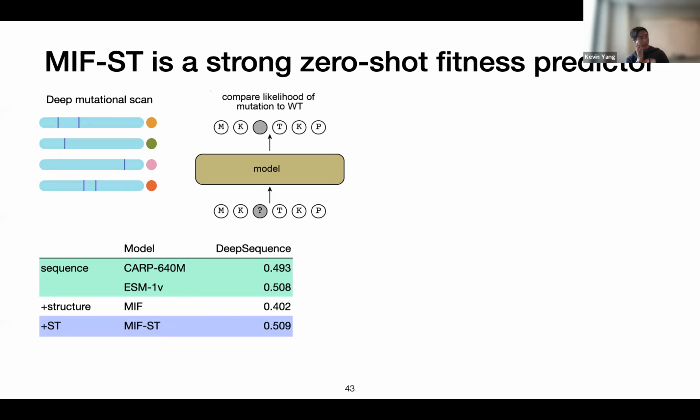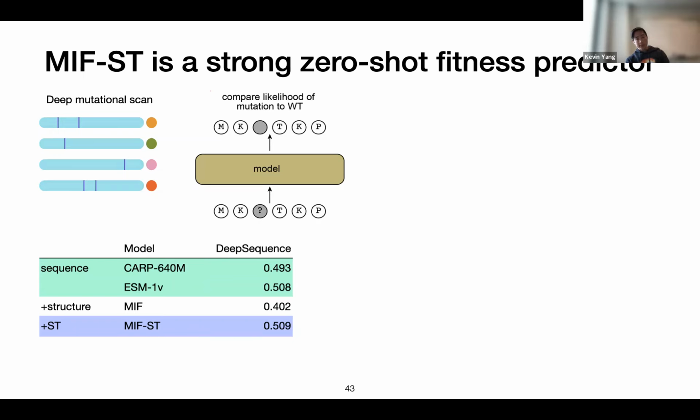So here's the same deep sequence Spearman correlations. So mask inverse folding by itself actually doesn't do great here, probably because the CARP dataset is so deduplicated against by sequence homology that it's hard for it to differentiate between close relatives. But if you add in sequence transfer, you do better than CARP or MIF by itself.